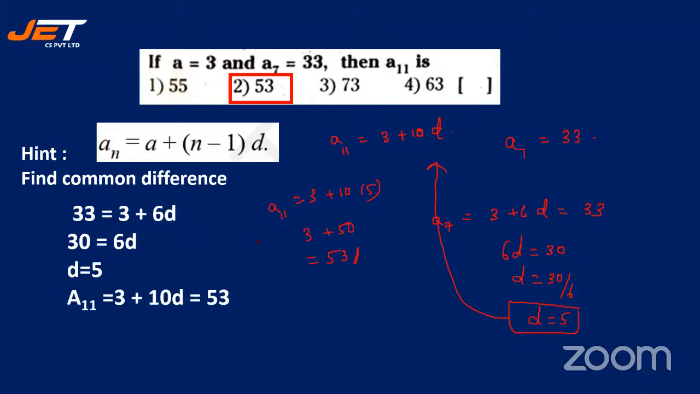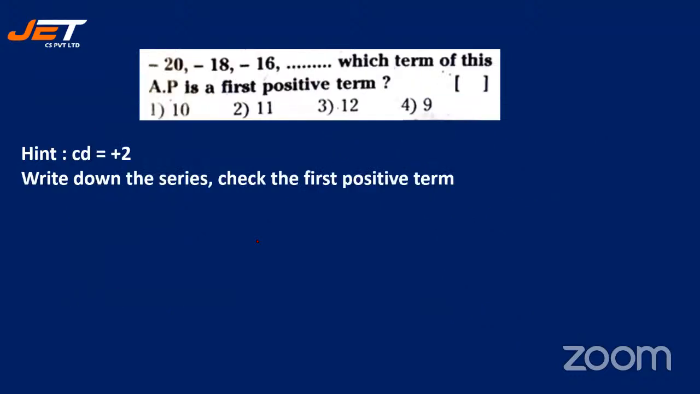See, they have worked it out. All right, see the next sum. Minus 20, minus 18, minus 16, and so on. Which term of this AP is the first positive term? In fact, you can also write down the series and quickly give the answer. So you know how to find the difference. That is T2 minus T1. So minus 18 minus of minus 20, which means 2. Is it clear?